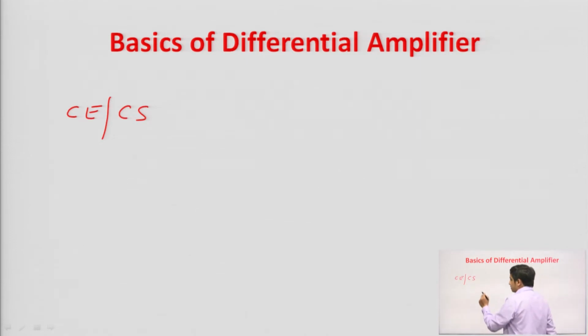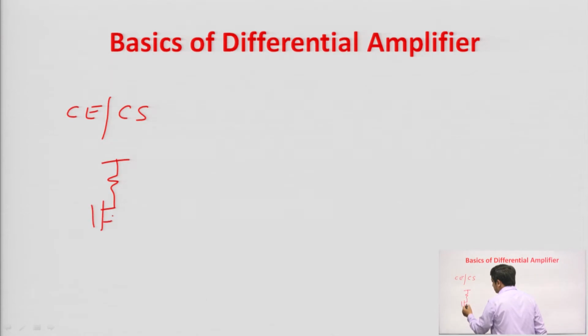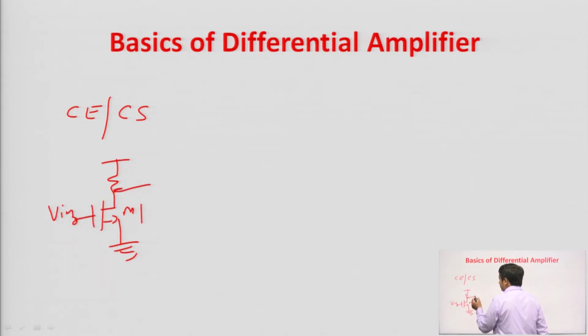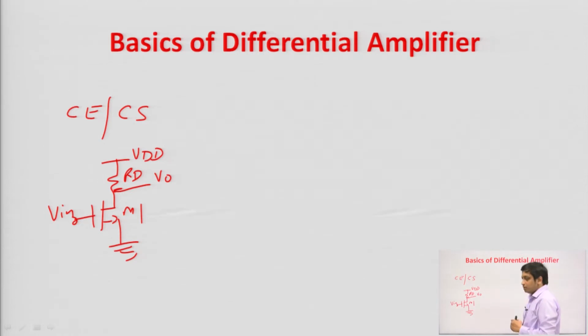For example, if we consider the common source amplifier using resistive load, then there we had applied the input signal at the gate of the MOSFET M1, and we take the output from the drain of the M1 transistor. This is supply voltage VDD, right.